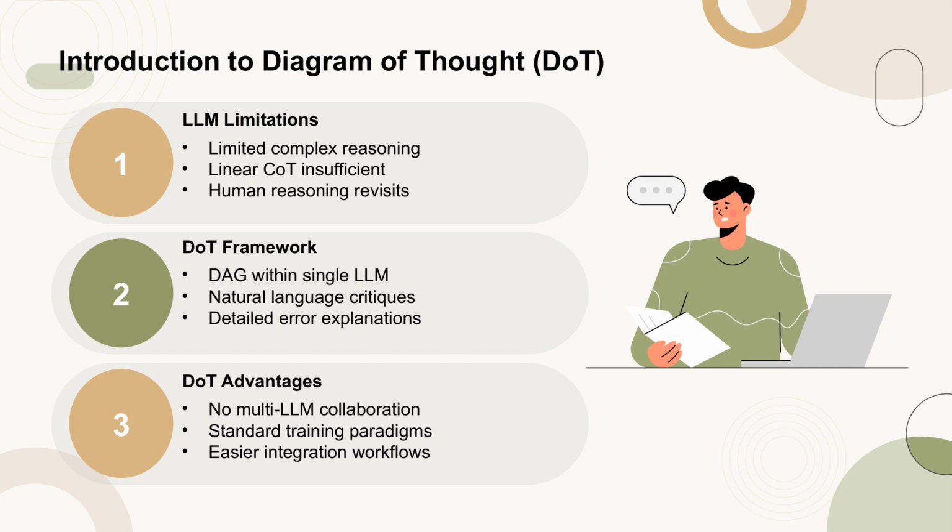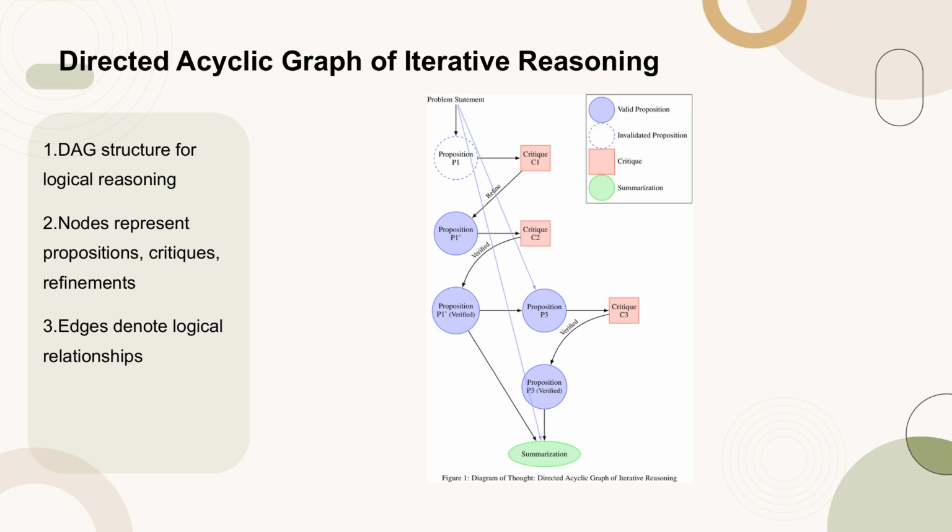Figure 1 illustrates the Diagram of Thought framework, which models logical reasoning as the construction of a directed acyclic graph, DAG, within a single large language model, LLM. The DAG consists of nodes representing propositions, critiques, refinements, and verifications, with edges denoting logical relationships or dependencies between them. This structure allows the model to explore complex reasoning pathways while maintaining logical consistency. Each node corresponds to a proposition that has been proposed, critiqued, refined, or verified, enabling the LLM to iteratively improve its reasoning through natural language feedback.